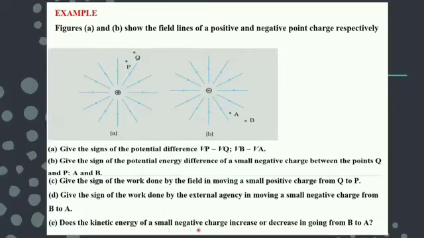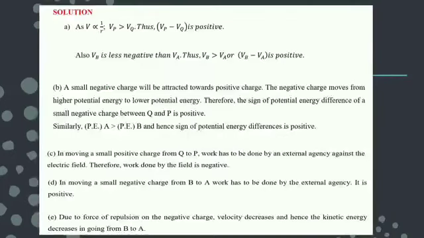Does the kinetic energy of a small negative charge increase or decrease in going from B to A? When you are going from B to A, what is happening to the kinetic energy? You are bringing negative with negative. It means repulsive force. When you are bringing against the repulsive force, of course you are decreasing the kinetic energy because the velocity is going to decrease. These are the answers simply written. You can read, and in case of any doubt, of course you people can ask.